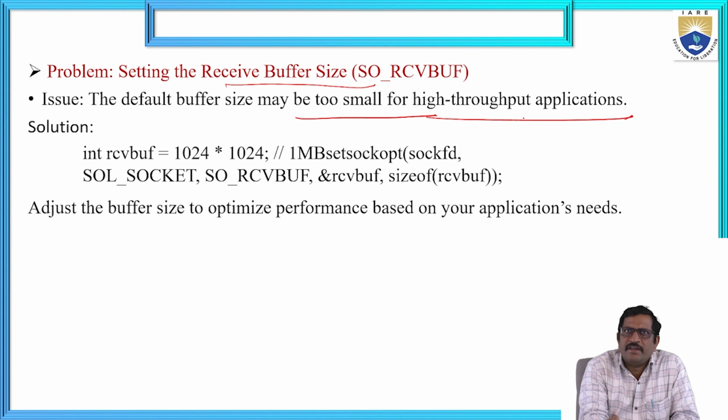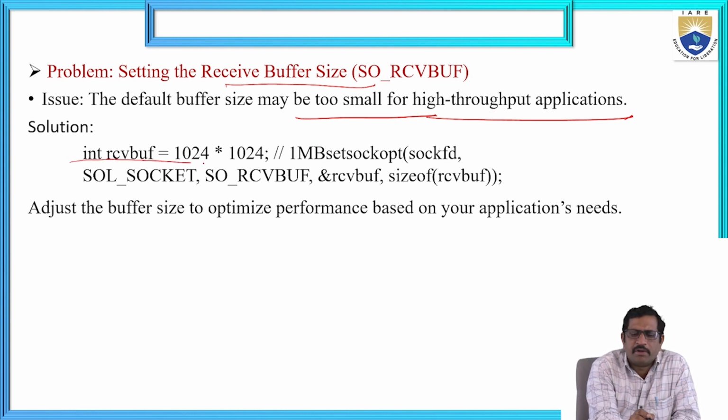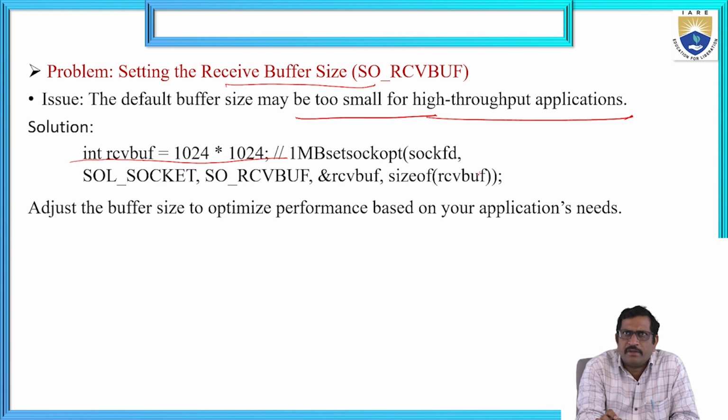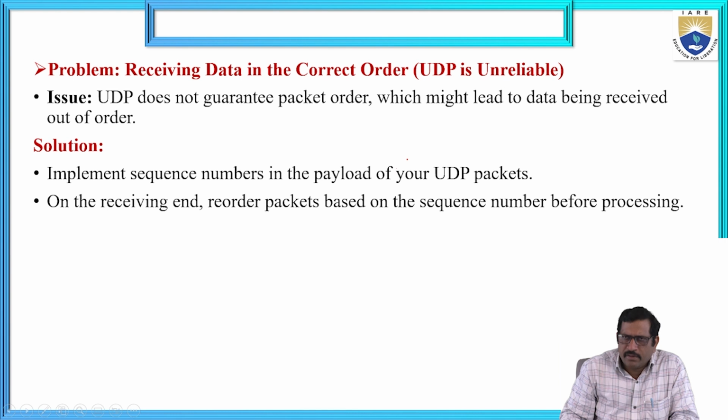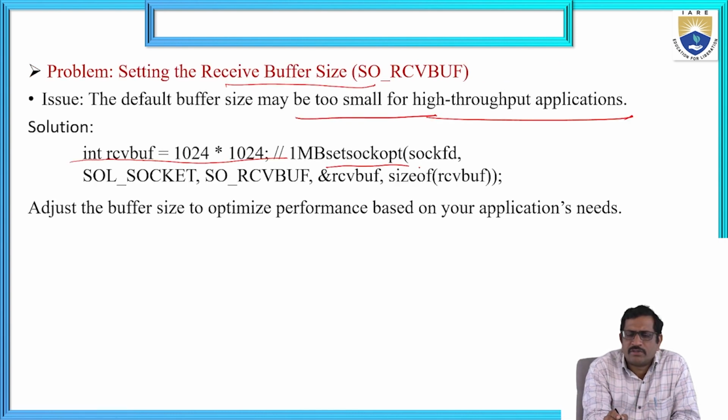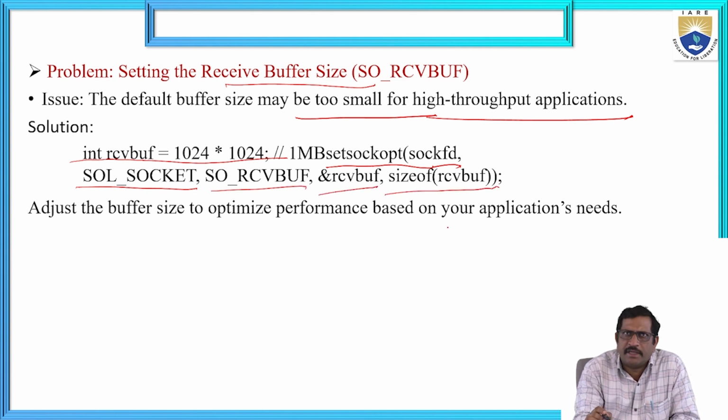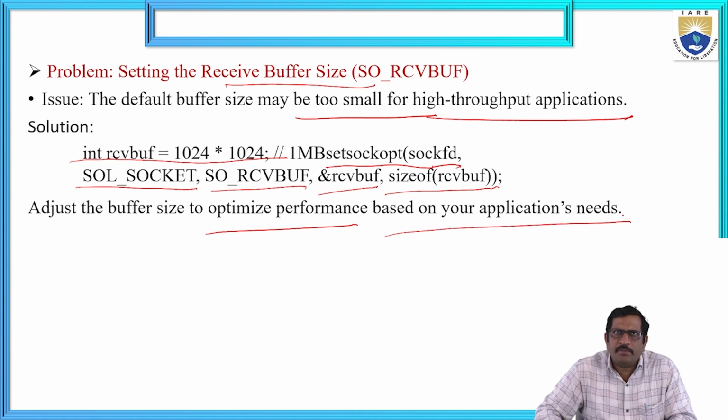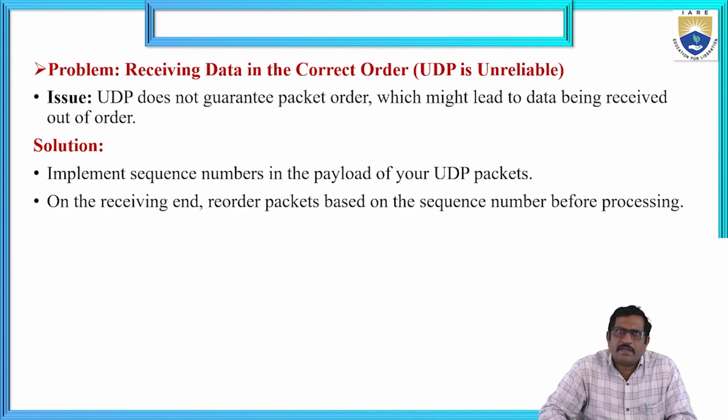For that, we have to increase the receiver buffer size. The receiver buffer size is declared as 1024 times 1024, that is 1 megabyte. We use setsockopt with the socket file descriptor, the socket level SOL_SOCKET, SO_RCVBUF, the receiver buffer size, and the size of the receiver buffer size, which increases it. By adjusting and optimizing the buffer size, performance can be increased, based on whatever application we are using. With this function we can set and increase the buffer size.